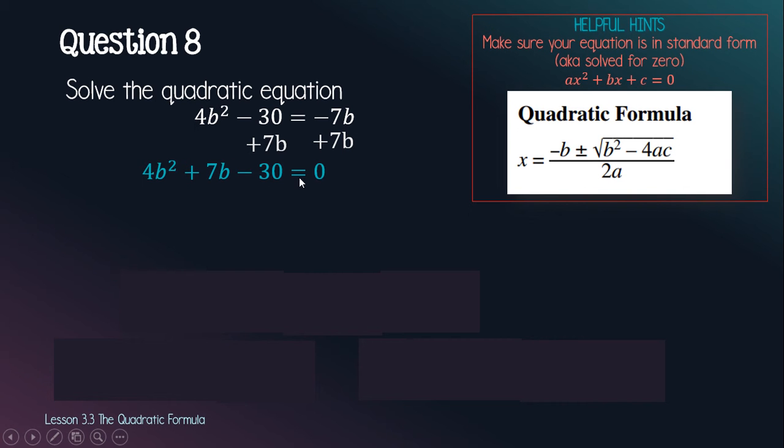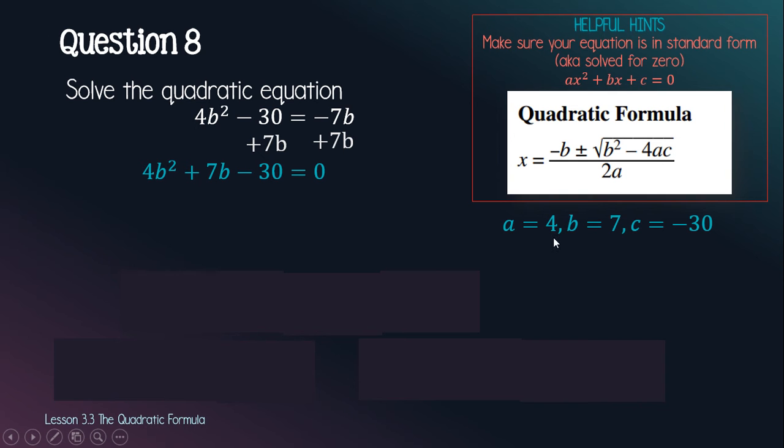Now that I have the standard form of my quadratic equation, I can pull out my a, b, and c so that I can plug those values into the quadratic formula. So my a value is 4. That's the number in front of my squared term. My b value is the number in front of my single variable term, so that's the 7. And lastly, my constant term is that third term, that negative 30.